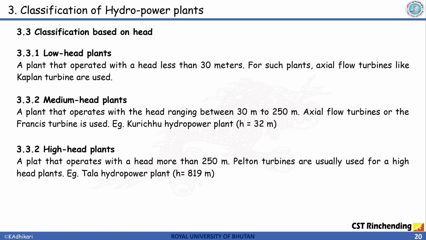And next is high head, which means the operational head is more than 250 meters. For example, Tala has a head of 819 meters, which is obviously more than 250, so it is a high head plant.